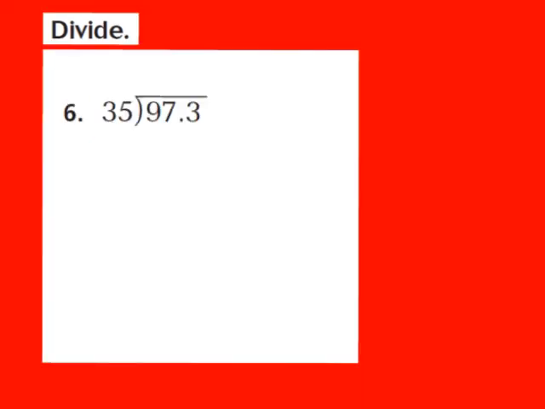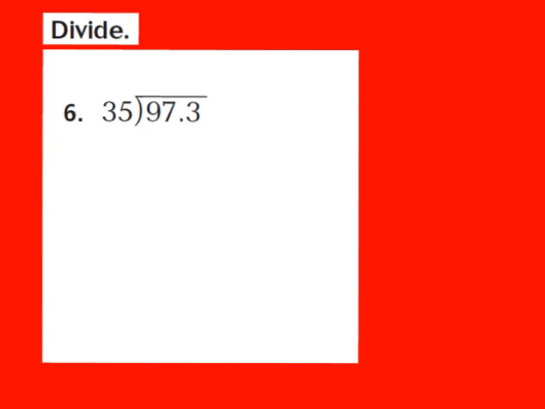Now let's take a look at question number 6. For question 6, we have 97 3/10 being divided by the whole number 35. Well, what's nice about this problem is my divisor is already a whole number, so I don't have to move a decimal out front or multiply it by a power of 10. But what I do notice is this. My dividend is a decimal number.